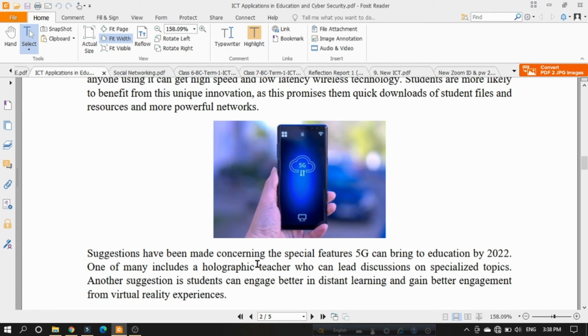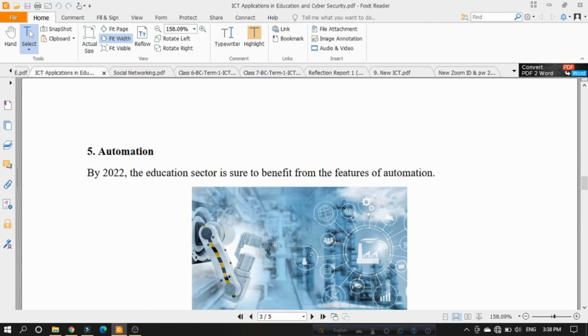I hope all of you could understand what 5G means and what are the advantages of 5G.